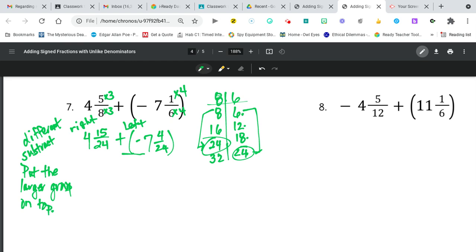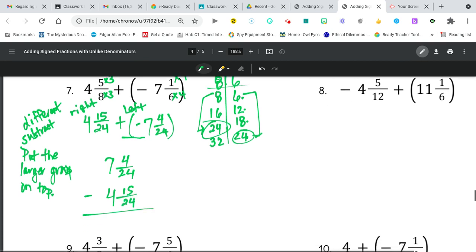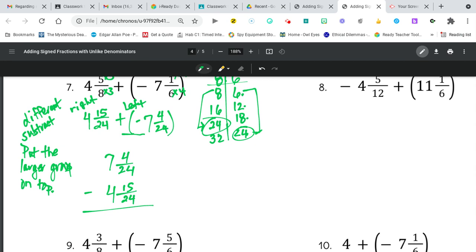Okay? The larger group is the group to the left because it has a 7. So I'm going to put it on top and stack them, okay, guys? Now watch what happens when I put the largest number on top. You cannot solve with 4 and take away 15. So here we got to borrow. We got to regroup. So 7 will become a 6.